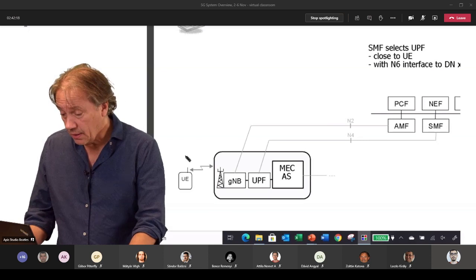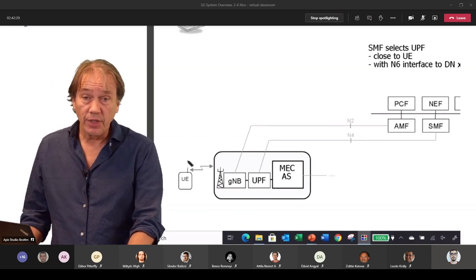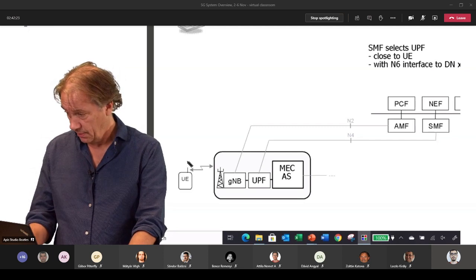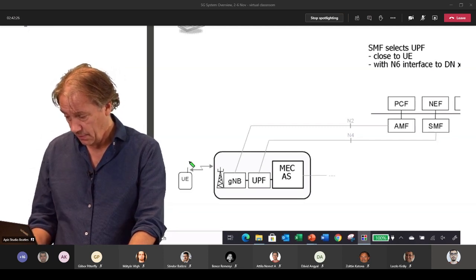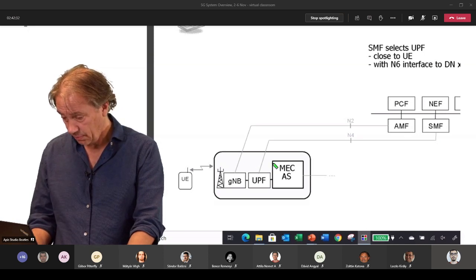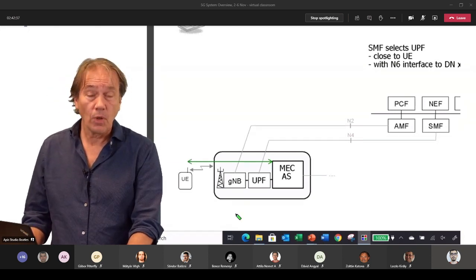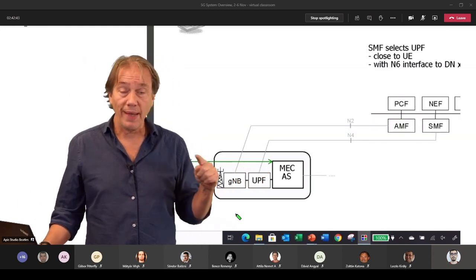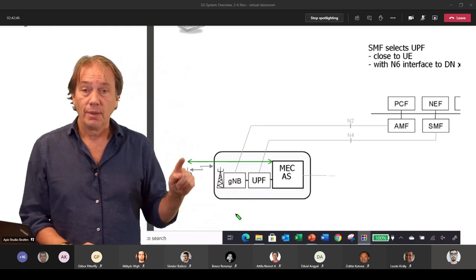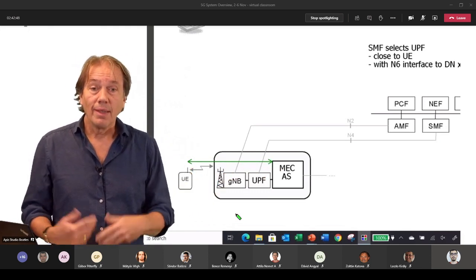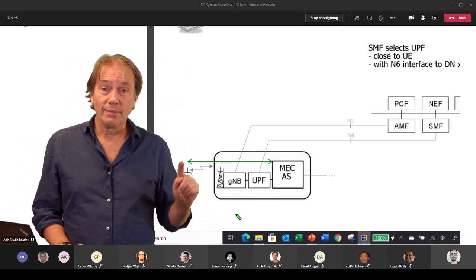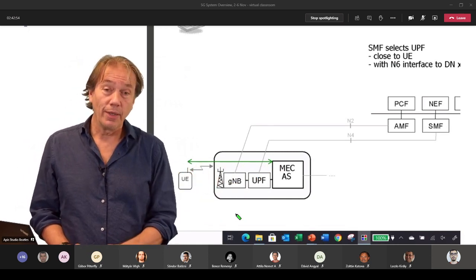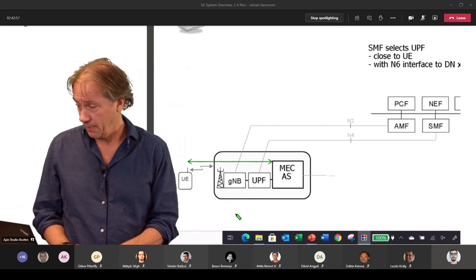Which means that the PDU session itself, the user plane, or actually the PDU session stops in the UPF, but the kind of end-to-end application can be kept locally, or the green line is short or delay will be low, however we like to put it.